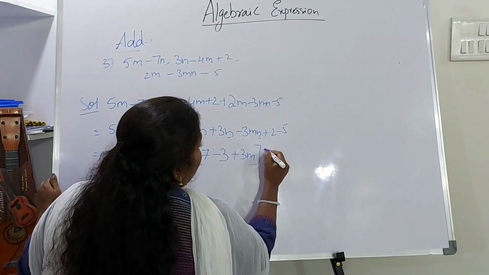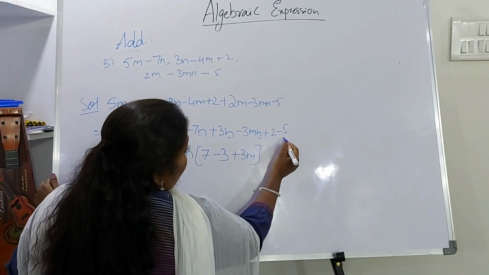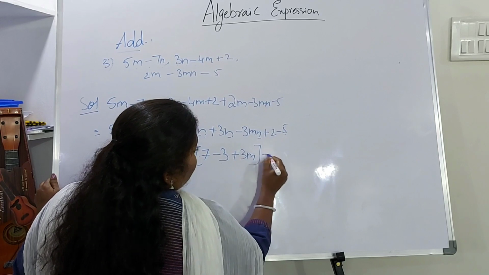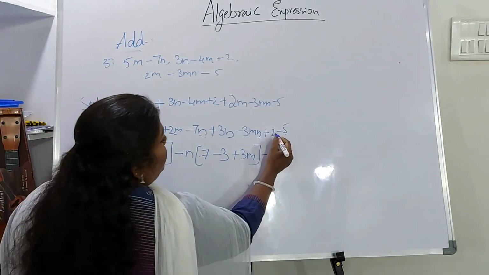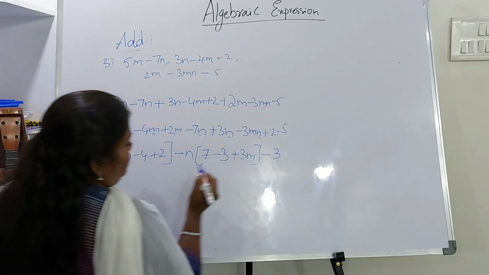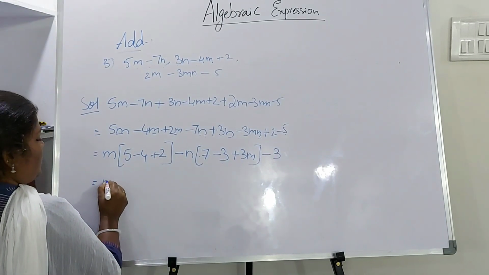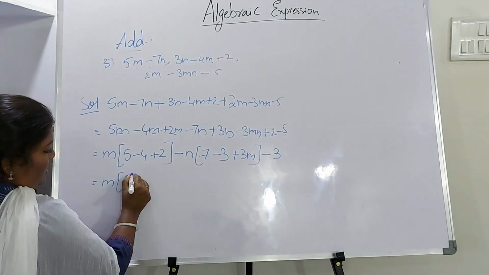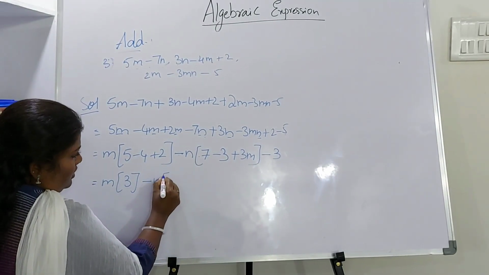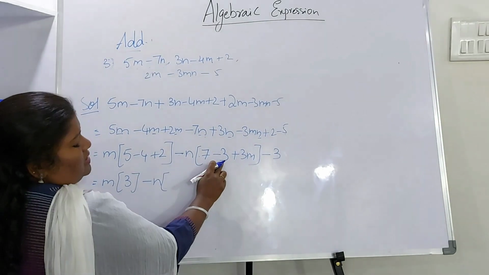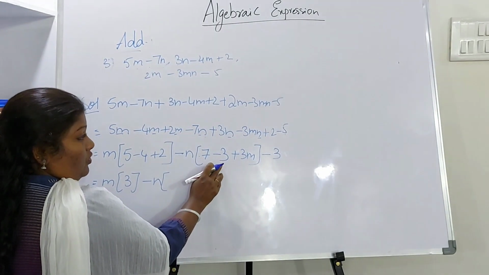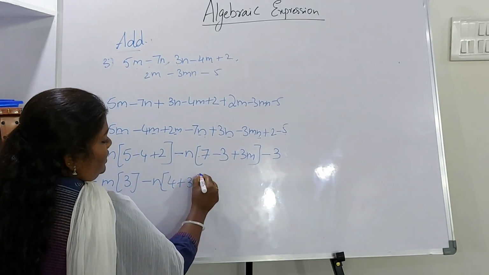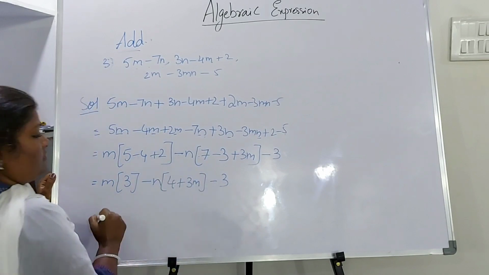Plus, now it is plus 2 minus 5. So in this case, the bigger number has the minus sign, so in the answer you are going to get minus, and 5 minus 2 is 3. Now just simplify this. 5 minus 4 is 1. 1 plus 2 is 3 minus n. Now 7 minus 3 is 4, and you have 4 plus 3m minus 3.